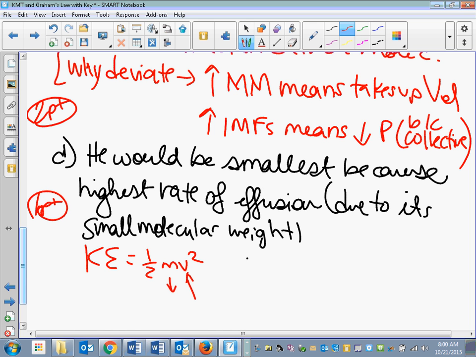Because it's faster or slower. The ratio of rates is equal to the square root of the ratio of molar masses. Like this. This relates right here. This is 1. This is 2. It's going to be a square root.